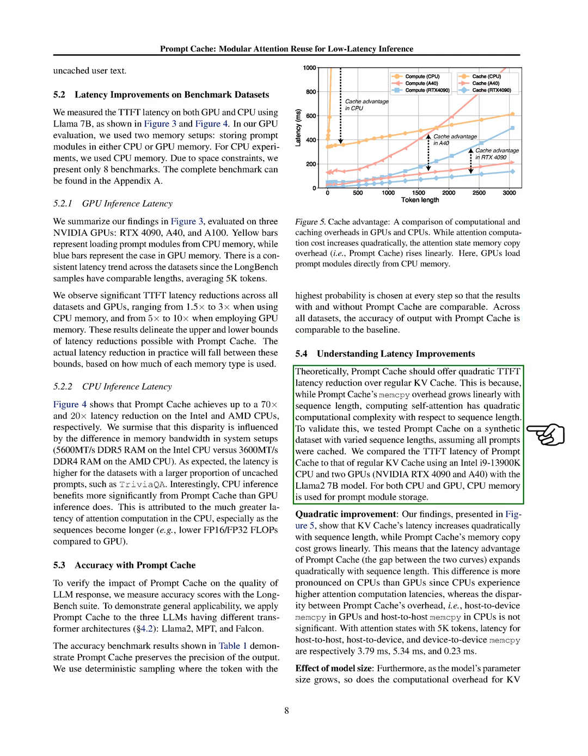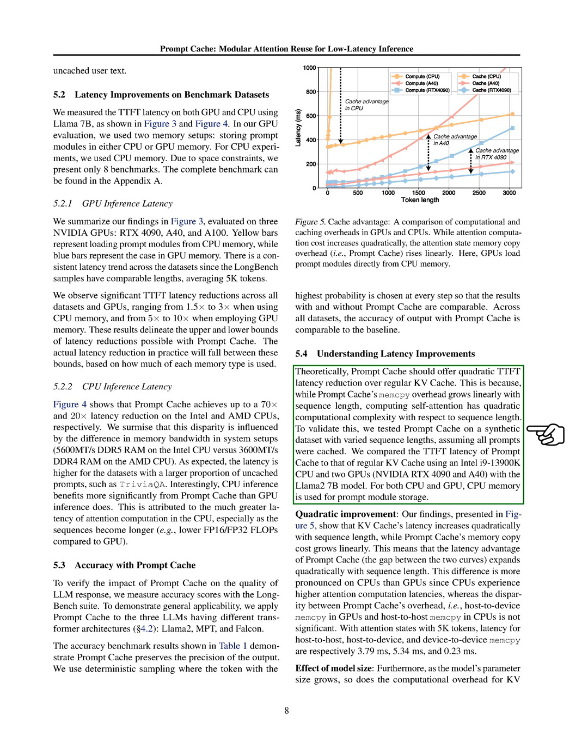In theory, prompt cache should offer a quadratic reduction in TTFT latency over regular KV cache. This is because the overhead of prompt cache grows linearly with sequence length, while computing self-attention has quadratic computational complexity with respect to sequence length. We tested this theory on a synthetic dataset with varied sequence lengths, assuming all prompts were cached.